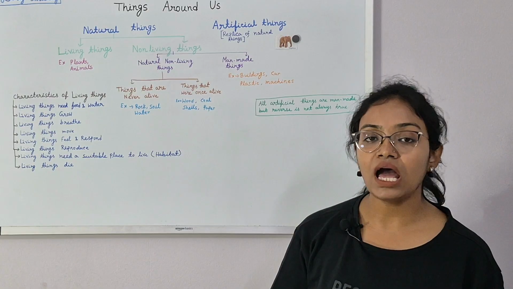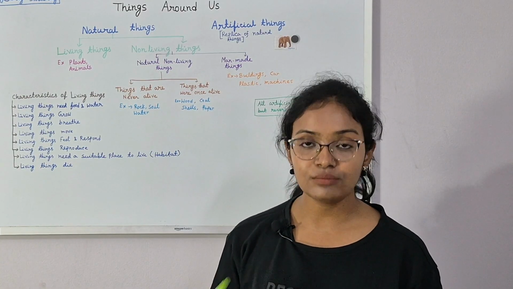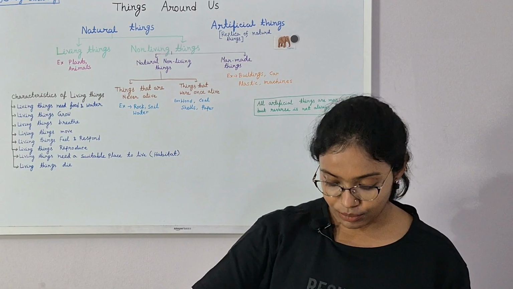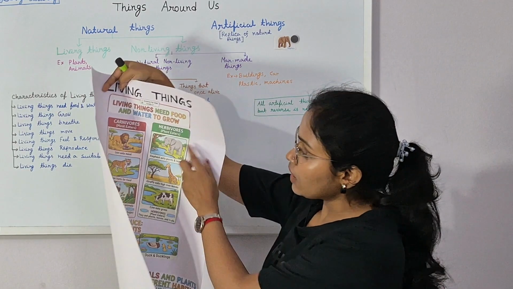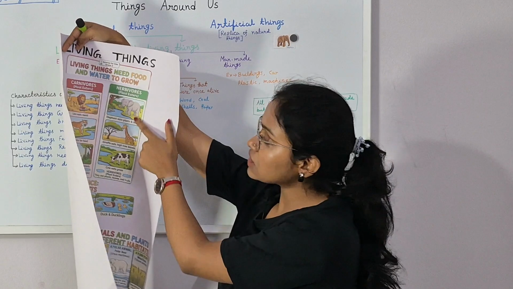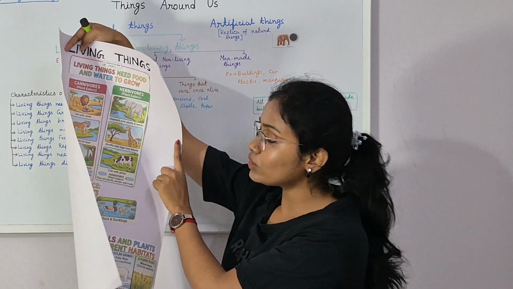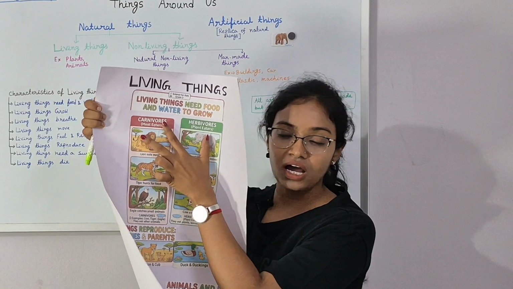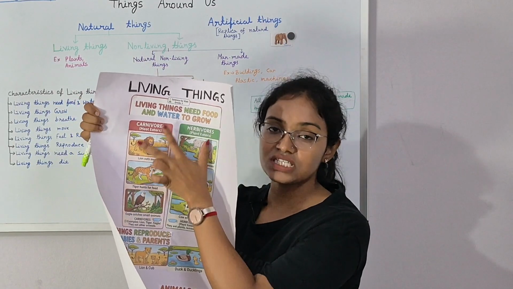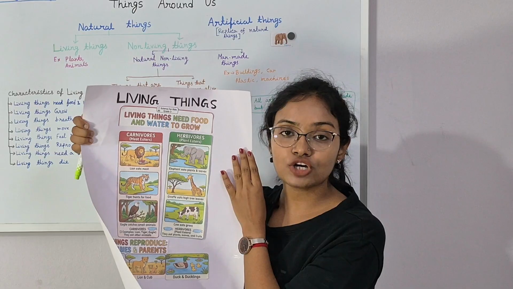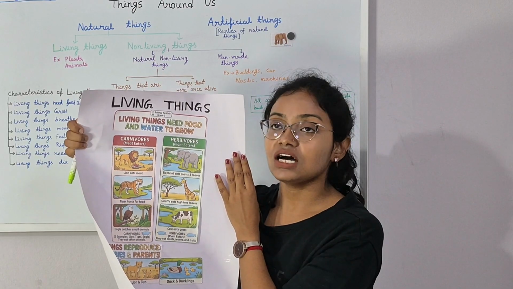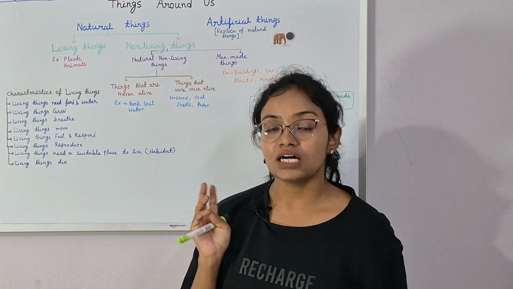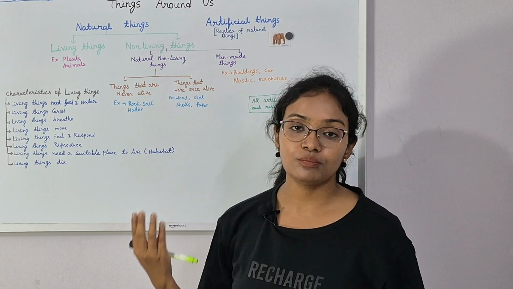According to their food habits, animals are classified into three types. First one is herbivore. Here you can see a herbivore. Herbivores are the animals which eat only plant products. And second is carnivore. Carnivores are the animals which eat only the flesh of other animals. And another type is omnivore. Omnivores are the animals which eat both plants and animals.